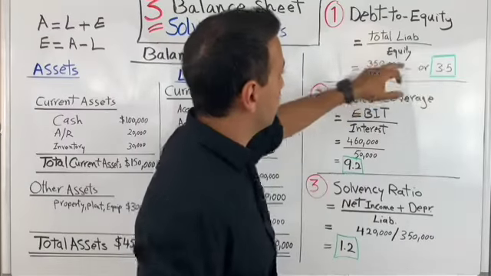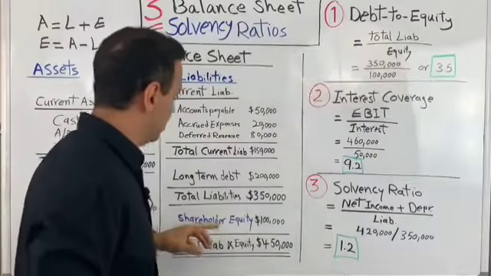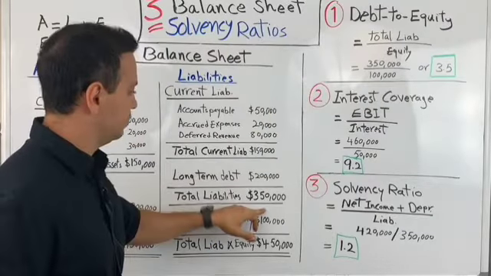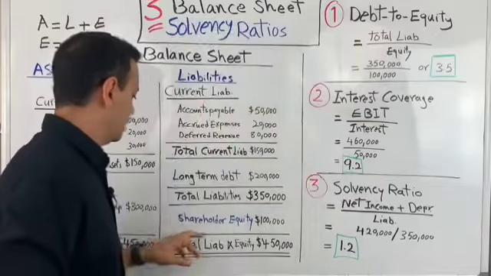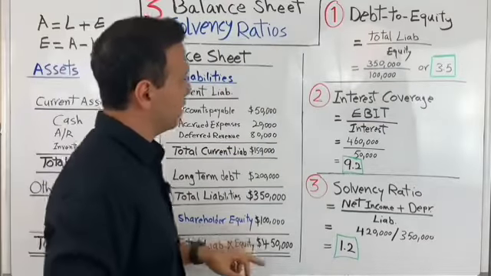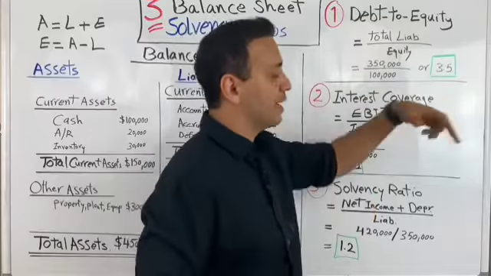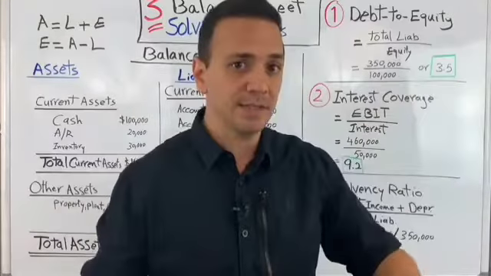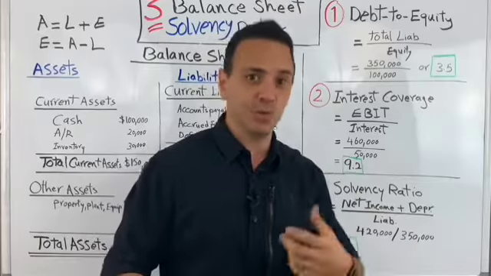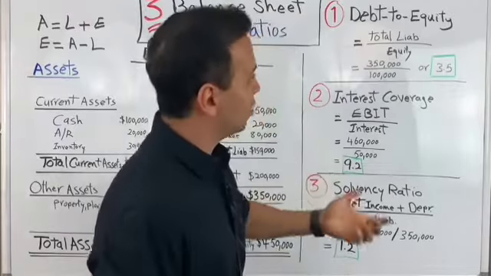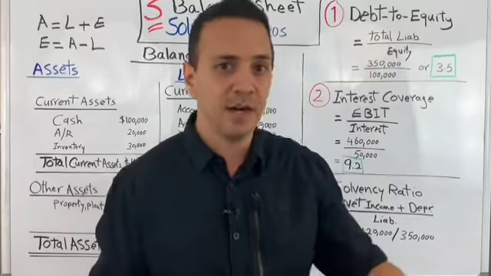So basically, the formula for that is total liabilities divided by equity. Total liabilities here from the balance sheet is 350,000, divided by equity, which is right here, shareholders' equity 100,000. So that gives us 3.5. And basically, the higher that number, as we said, it indicates the company relies more on debt than equity to raise capital.